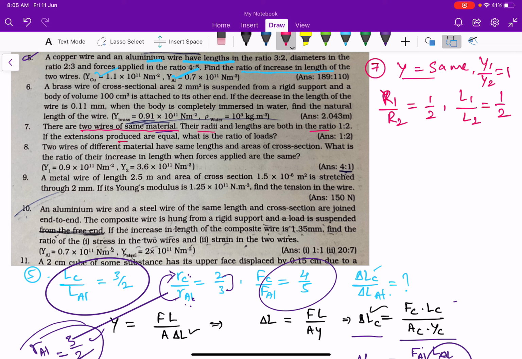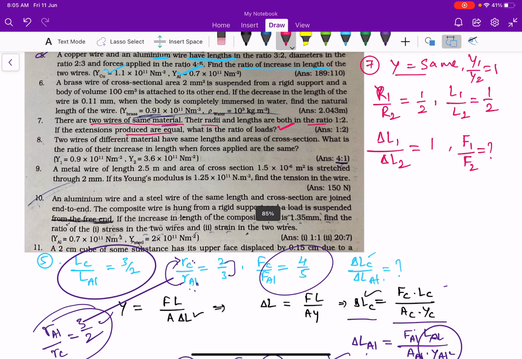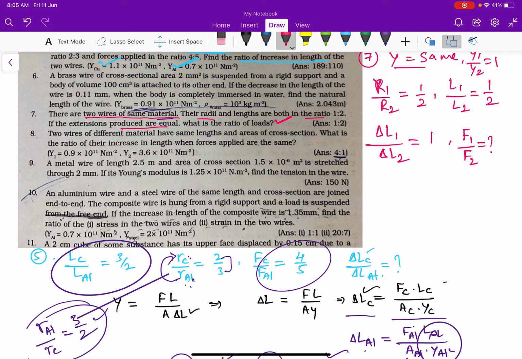If the extensions produced are equal, extension produced is nothing but delta L in the first wire to delta L of the second wire, which is also equal to 1 because they are the same. What is the ratio of loads? That is, the force on the first one to the force applied on the second one, how much is this ratio? We know the Young's modulus formula is given by Y = F L by A delta L. So F is equal to Y A delta L by L.